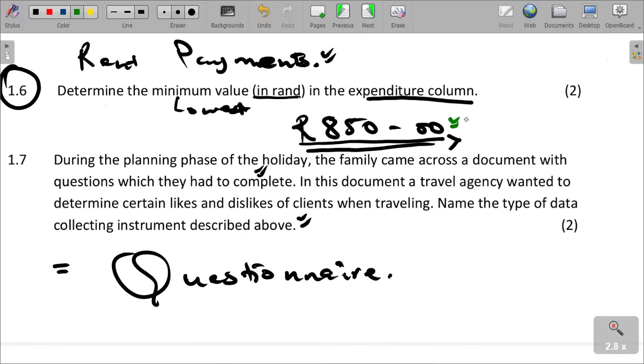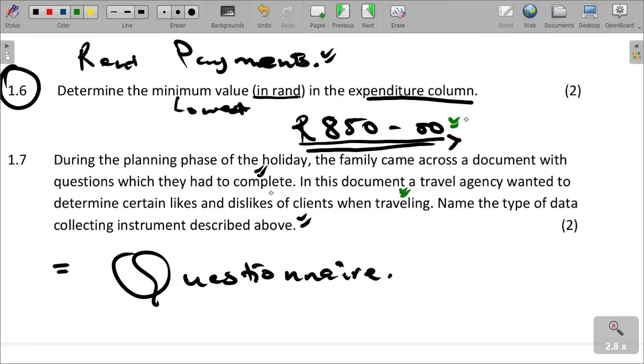And then during the planning phase of the holiday, the family came across a document with questions which they had to complete. In this document, a travel agent wanted to determine certain likes and dislikes of clients when traveling. So name the type of data collecting instrument described above.